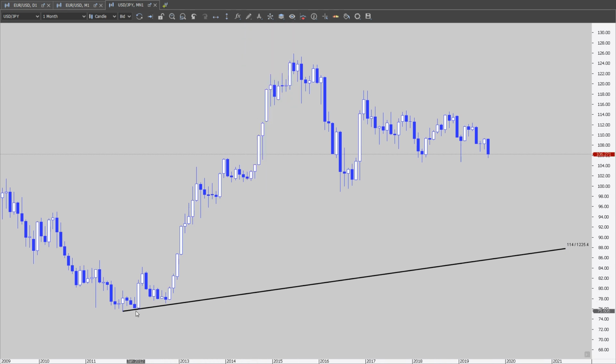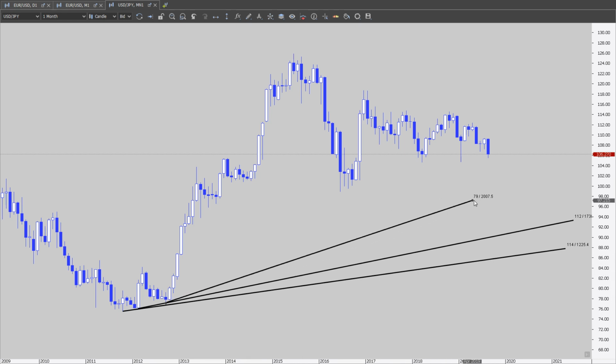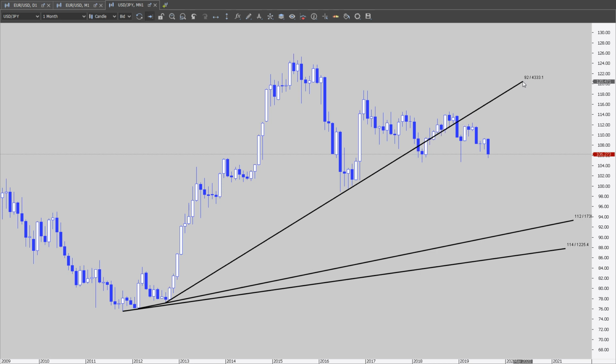And I have another one. I'm going to connect this week with the second week. This is my medium-term uptrend line, right? And now my third trend line, short term, is like this.